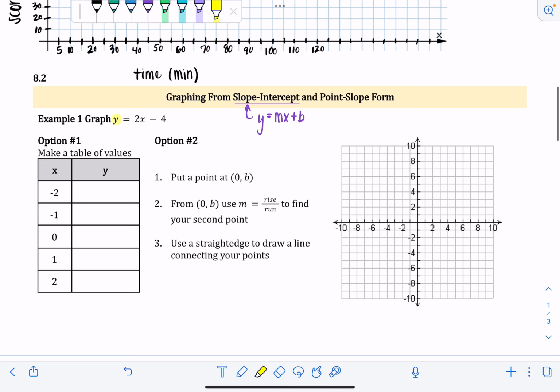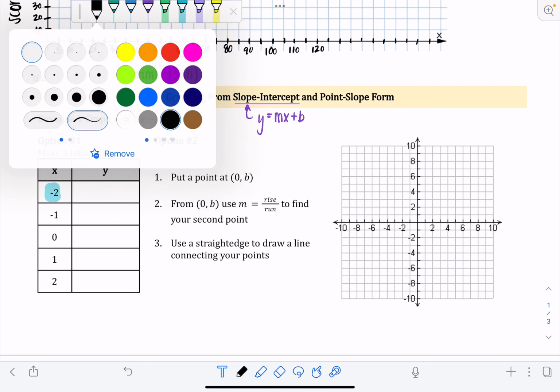Okay, so example one is y equals 2x minus 4. This is called a linear equation, which is when you graph it, it'll be a line. So whenever you're graphing a linear equation, you can always make a table of values, and you could just do -2 up to +2 for x. And it always works, but it's not always the most efficient way to go about things. So the way that making a table of values works is you would take your x value and substitute it into the equation and then solve for y.